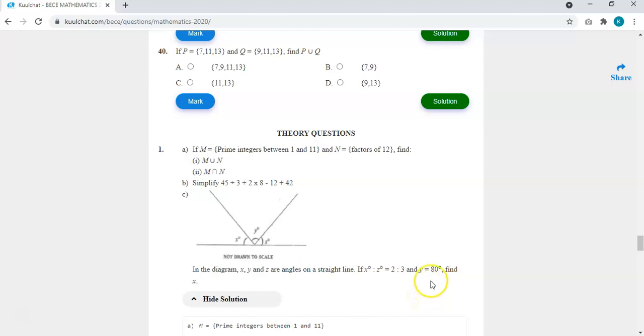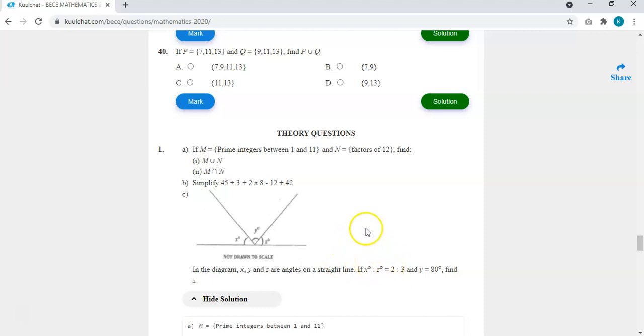Now, if you are using the concept that all angles should add up to 180, then we have X plus Y plus Z should be equal to 180. And we know Y should be 80. So it means X plus 80 plus Z should give us 180. So X plus Z is equal to 180 minus 80. Okay, the 80 will go, which gives us 100.